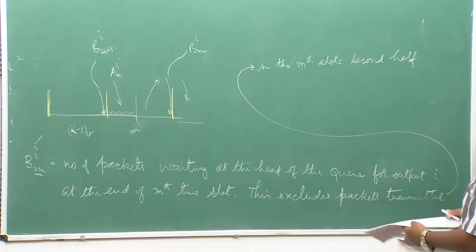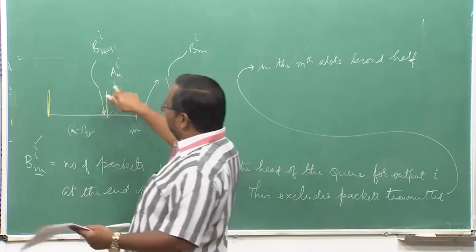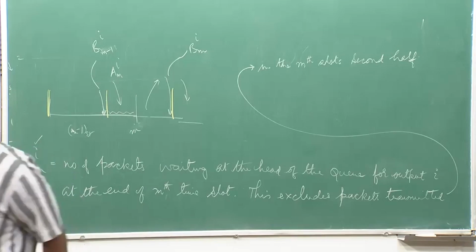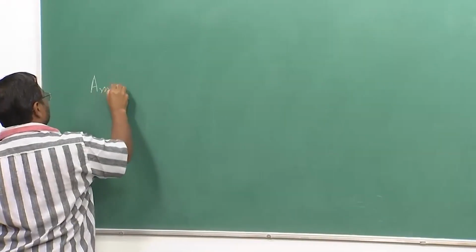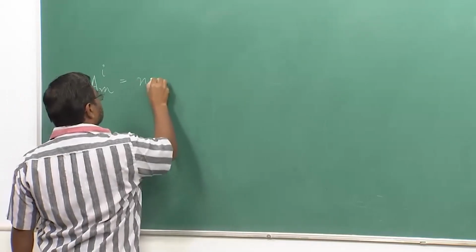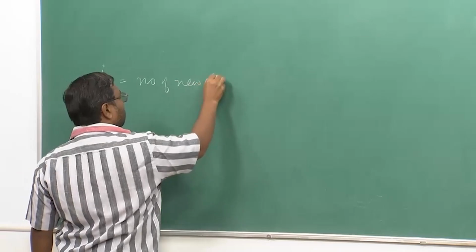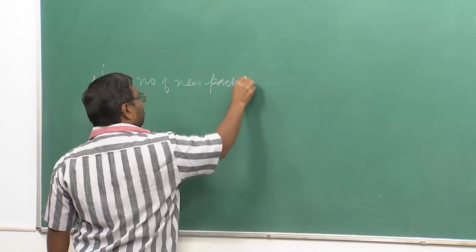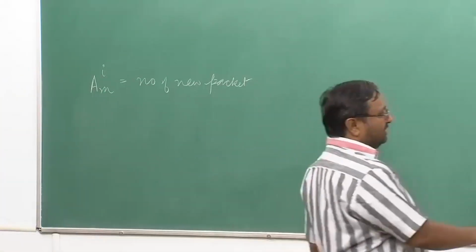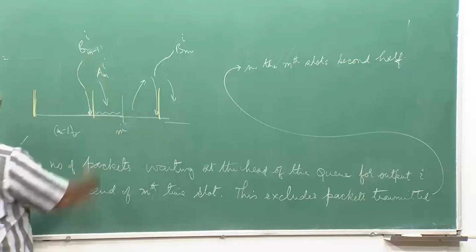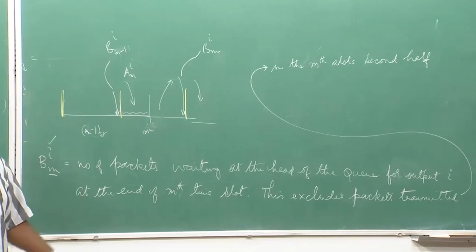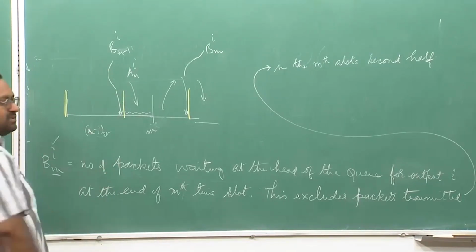So now, what is going to be A_m^i? I also need to define this, so let me write it down here. These are the number of new packets for destination i coming in the mth time slot. For different destinations there are different arrivals, and the total number of arrivals moving from second position to the head of the queue will be the sum of these over all possible i's.